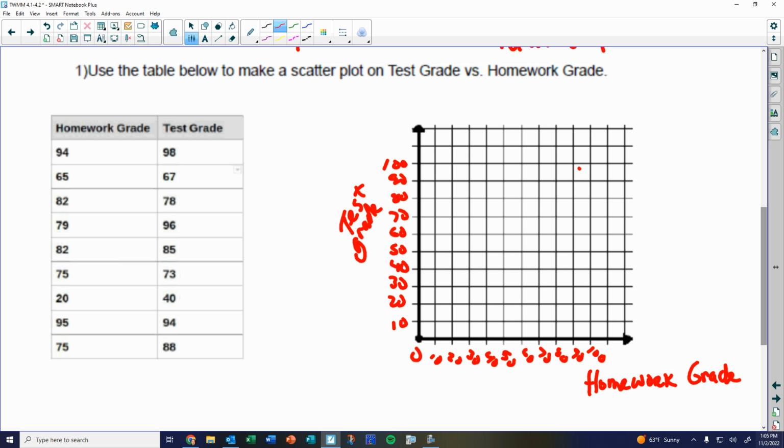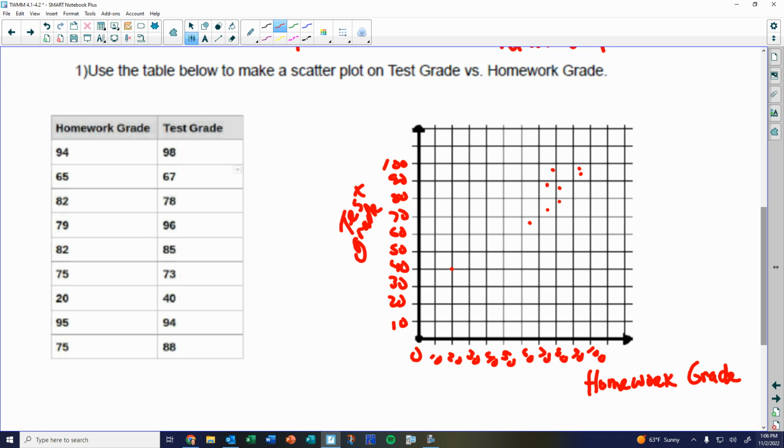65, 67. And a little bit more than halfway in the middle. 82, 78. 79, 96, come down just a little bit there, because the other one was 98. We're going by 10s here. 82, 85, middle, 75, 73, 20, 40, that's a nice easy one, right on the grid. 95, 94, and 75, 88. Alright, so there's our points.